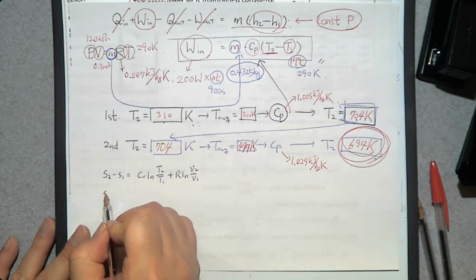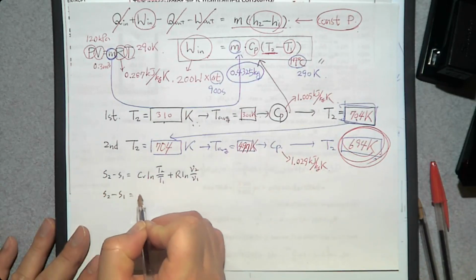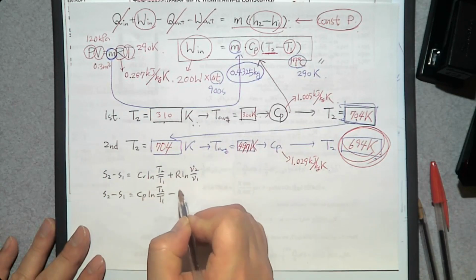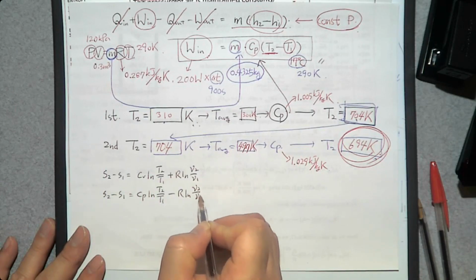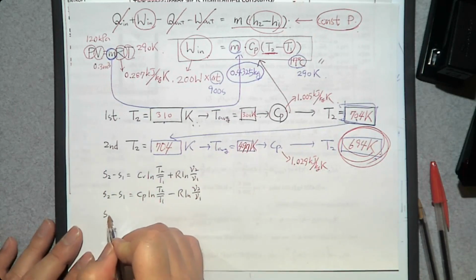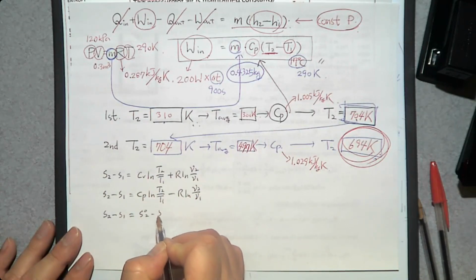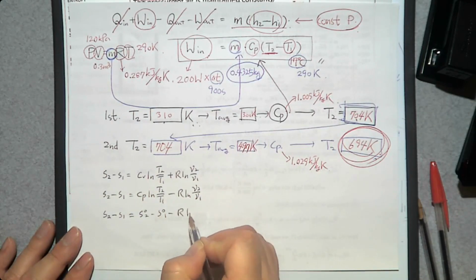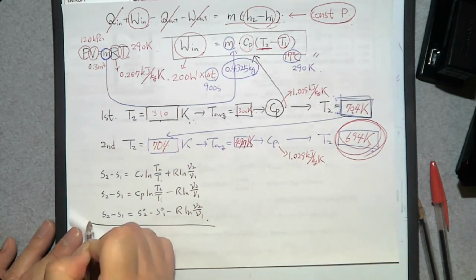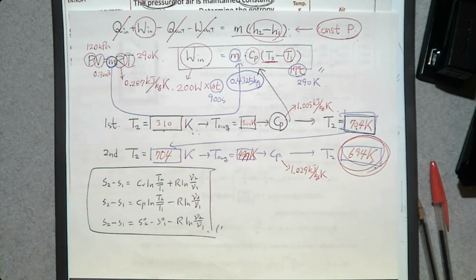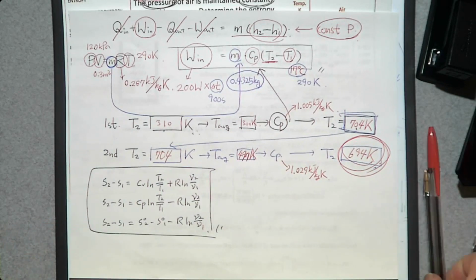The second equation was S2 minus S1 equals Cp natural log T2 over T1 minus R natural log V2 over V1. And the last one is S2 minus S1 equals S degree 2 minus S degree 1 minus R natural log V2 over V1. So these are the three equations we can use to determine the change in specific entropy. Then, which one are we going to use? Oh, my bad, this is pressure.